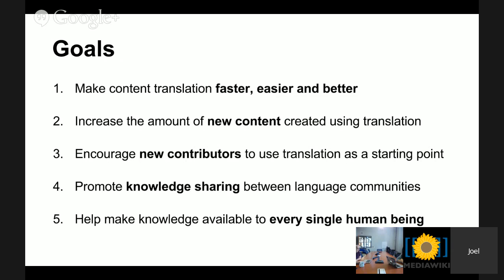And then finally, we want to help make knowledge available to every single human being. This is something that is part of the Wikimedia mission statement. And if you think about it, the reason for making knowledge available to every single human being is that people who have more knowledge tend to make better decisions, and they tend to develop better intrinsic motivations.